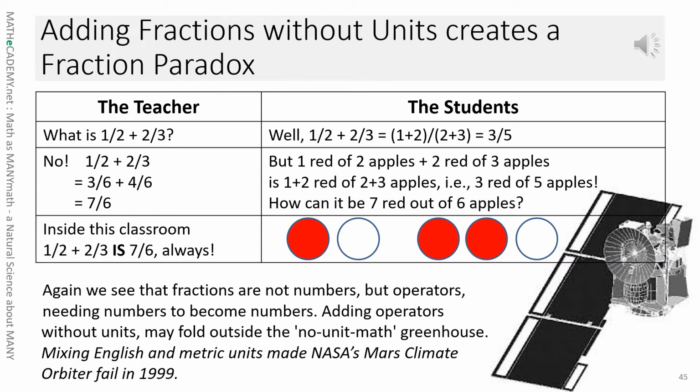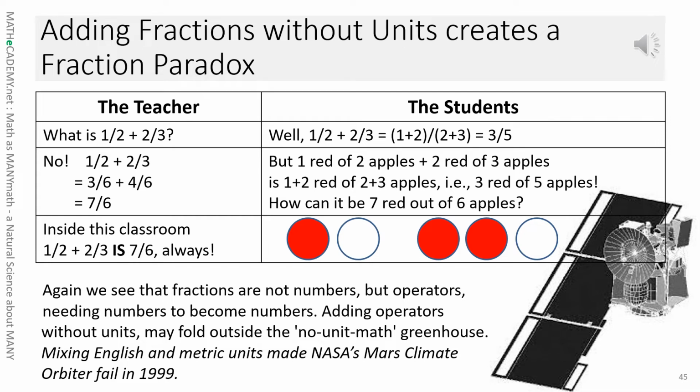Adding fractions without units creates a fraction paradox. The teacher asks, what is 1 over 2, plus 2 over 3? The students answer, well, 1 over 2, plus 2 over 3, equals 1 plus 2, over 2 plus 3, which is 3 over 5. No, that is wrong. 1 over 2, plus 2 over 3, equals 3 over 6, plus 4 over 6, equals 7 over 6.